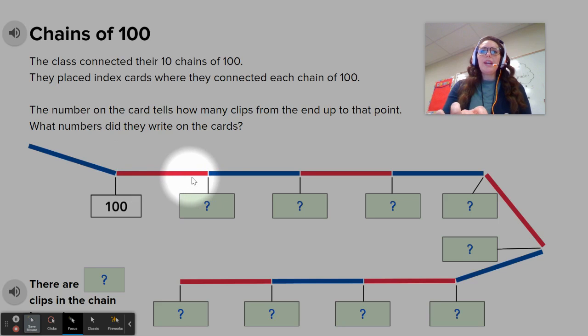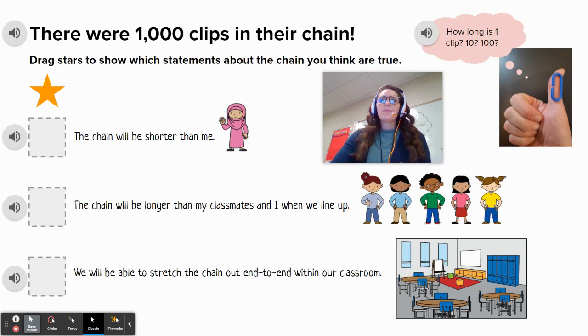Each of these chains are worth 100. Your job is to fill in the missing numbers on these index cards and tell us how many clips are there in all in this chain. If you counted correctly and labeled on the previous slide, you would see that there were 1,000 clips in their really long chain.